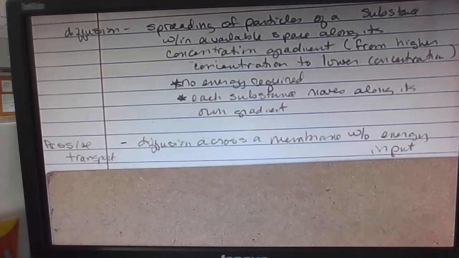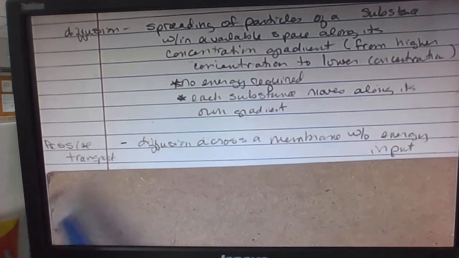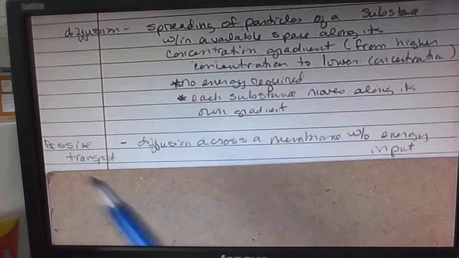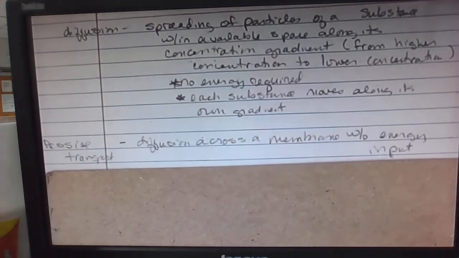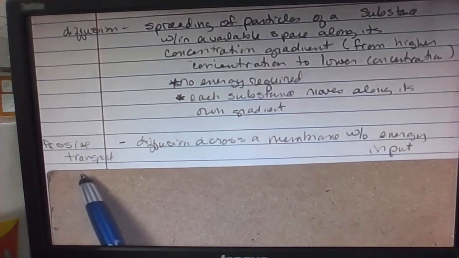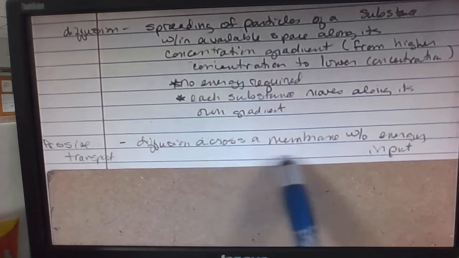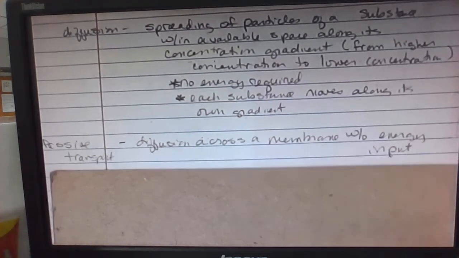Itty-bitty molecules like carbon dioxide, water molecules, oxygen molecules, they're able to move through passive transport across those cell membranes. They can get through the little nooks and crannies, get through the little spaces. Passive transport is diffusion across a membrane without energy input.